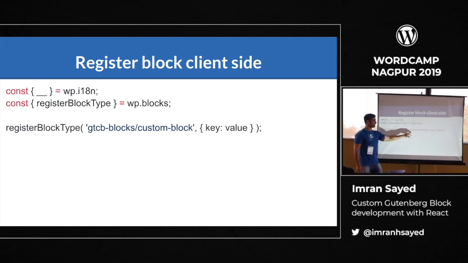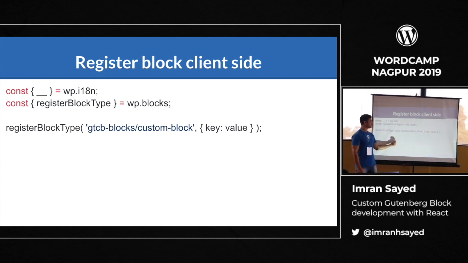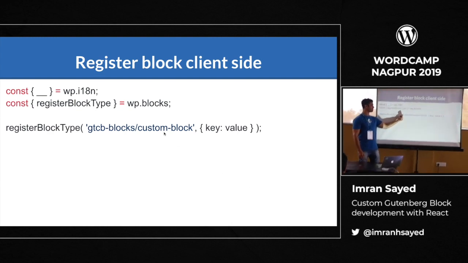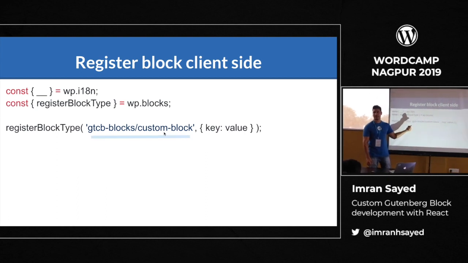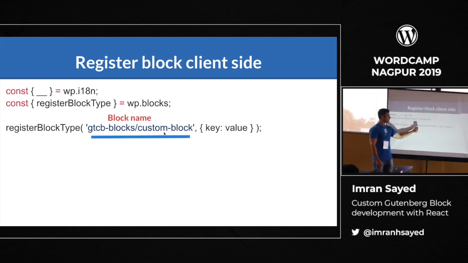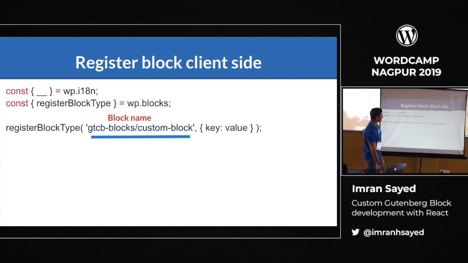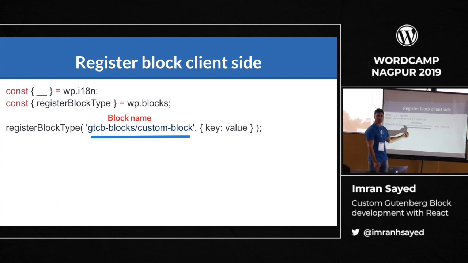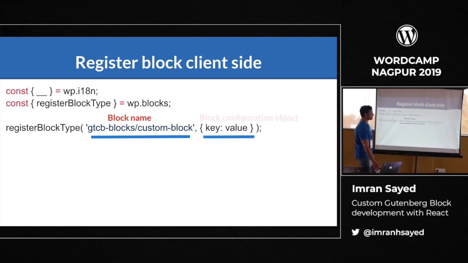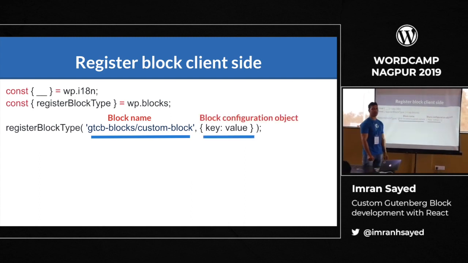So we are putting the block name. I'm giving a unique name using a namespace so that it doesn't clash with other blocks. And then we are giving it a name, custom block. So this is the block name. And this is the block configuration object where we will write all the code for the block.